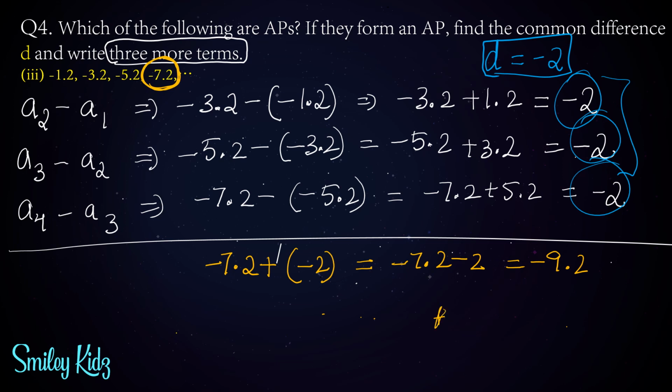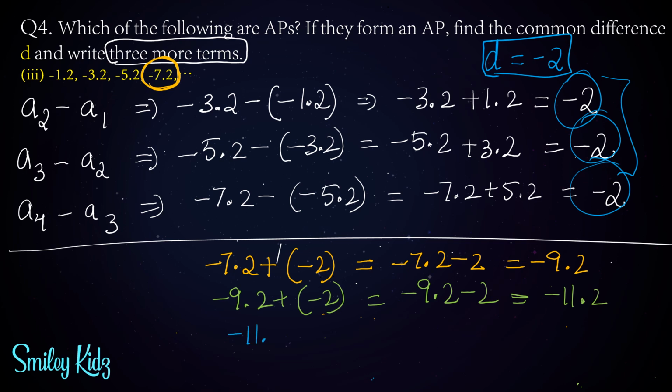Similarly, minus 9.2 plus of minus 2 will give you the next number. Minus 9.2 minus 2, which will give you minus 11.2. Then minus 11.2 plus of minus 2 will give you the next number, which is minus 11.2 minus 2, which in turn will give you minus 13.2. Therefore, the next three numbers are minus 9.2, minus 11.2 and minus 13.2, whereas the common difference is minus 2.